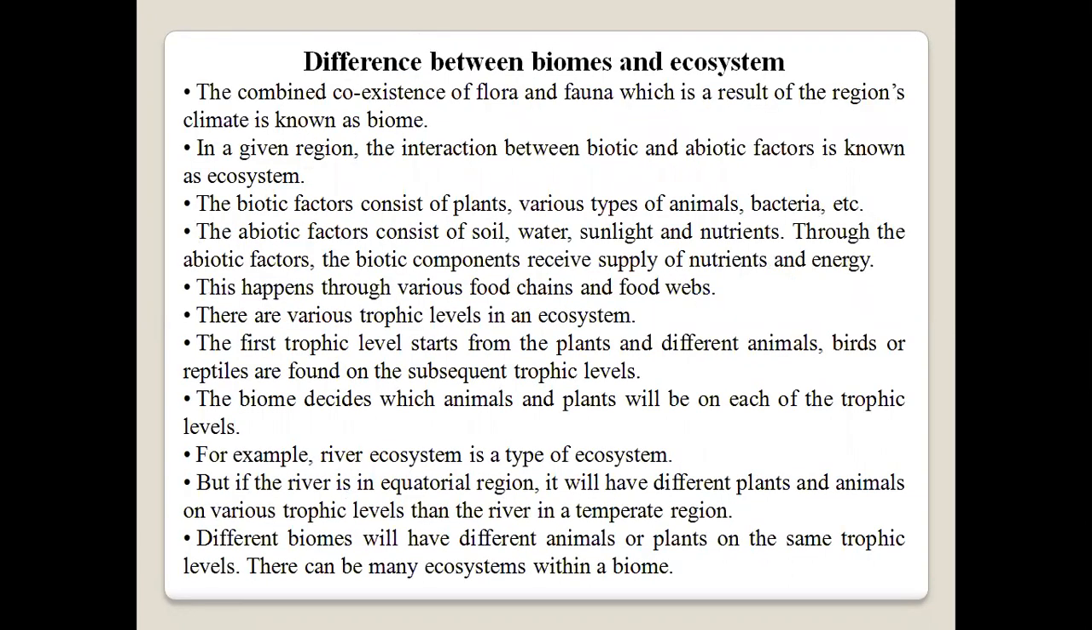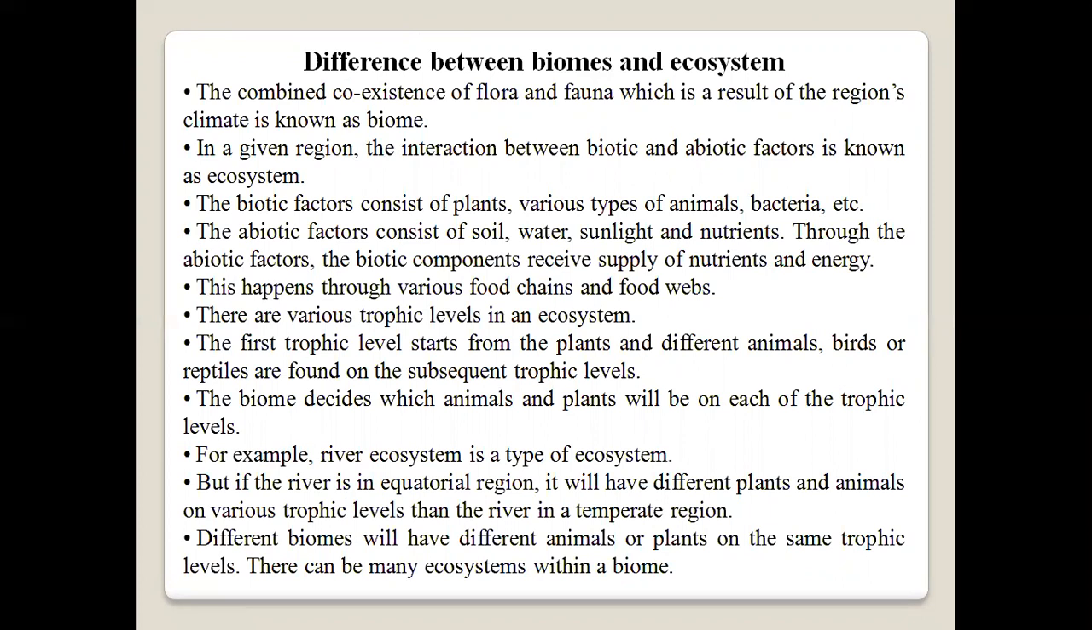Next is the difference between biomes and ecosystem. The combined coexisting flora and fauna, which is the result of the region's climate, is known as a biome. In a given region, the interaction between biotic and abiotic factors is known as an ecosystem. The biotic factors consist of plants, various types of animals, bacteria, etc. The abiotic factors consist of soil, water, sunlight, and nutrients. Through the abiotic factors, the biotic components receive a supply of nutrients and energy. This happens through various food chains and food webs.